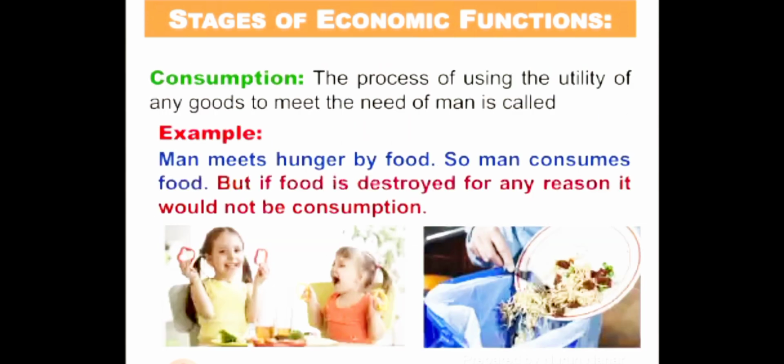The last stage of economic function is consumption, and it is the final stage. The process of using the utility of any goods to meet the need of man is called consumption. For example, man meets hunger by food, so man consumes food. But if food is destroyed for any reason, it would not be consumption. In the pictures, you can easily see them.